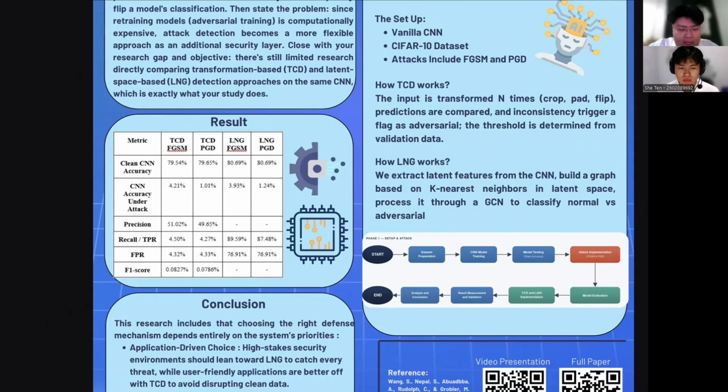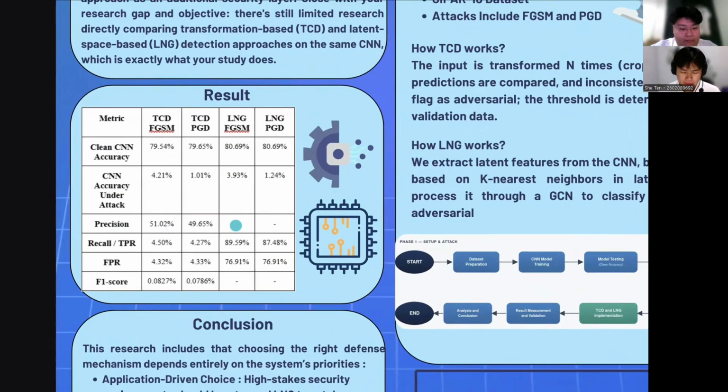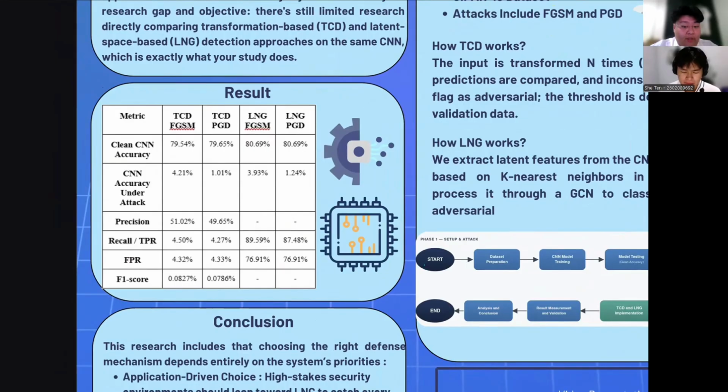Next, let's look at the detection performance. LNG achieved a very high true positive rate, or TPR, with 89.59% for FGSM and 87.48% for PGD. This means it successfully detected most adversarial images. However, LNG also produced a very high false positive rate of 76.91%, meaning many clean images were incorrectly classified as adversarial.